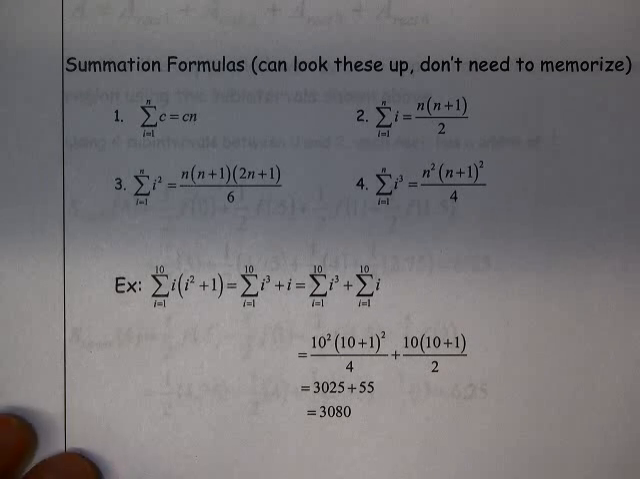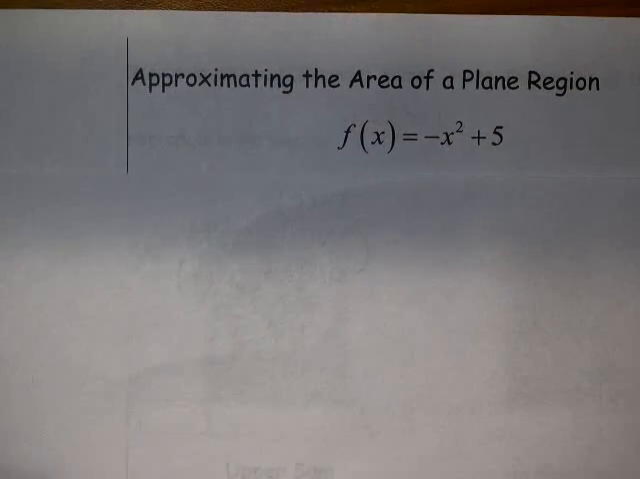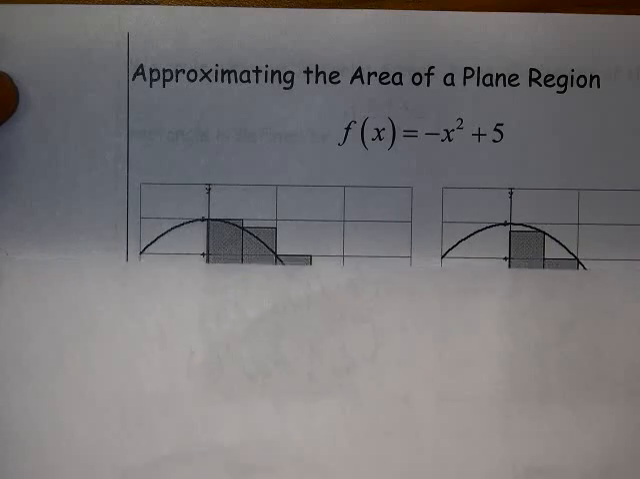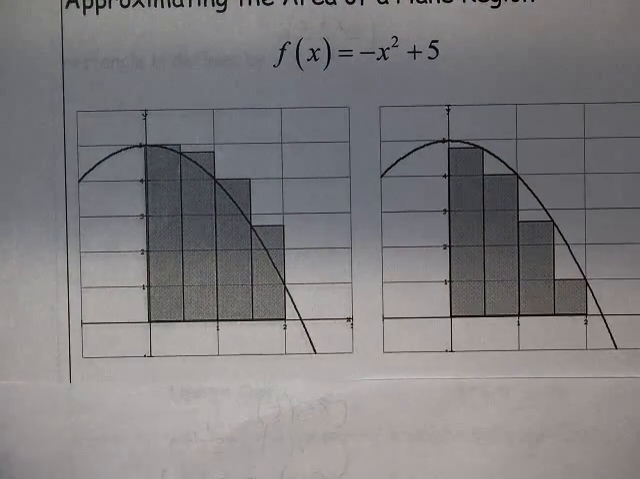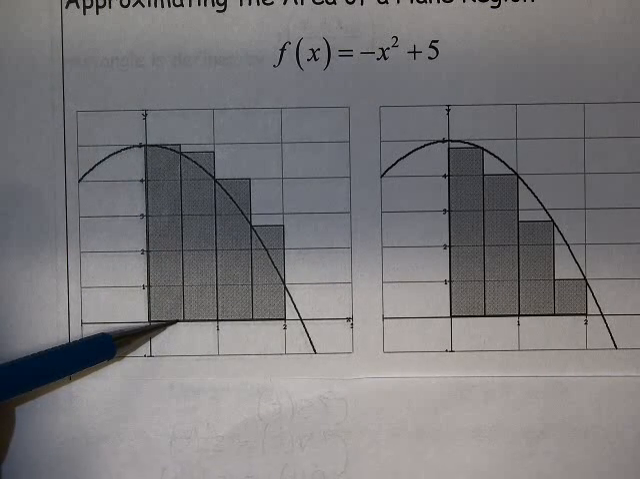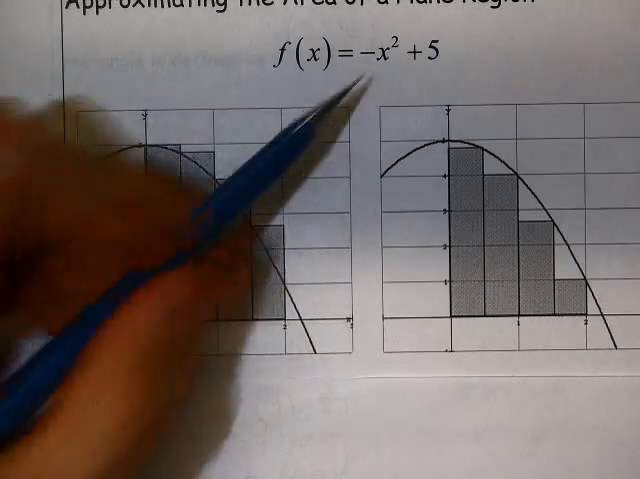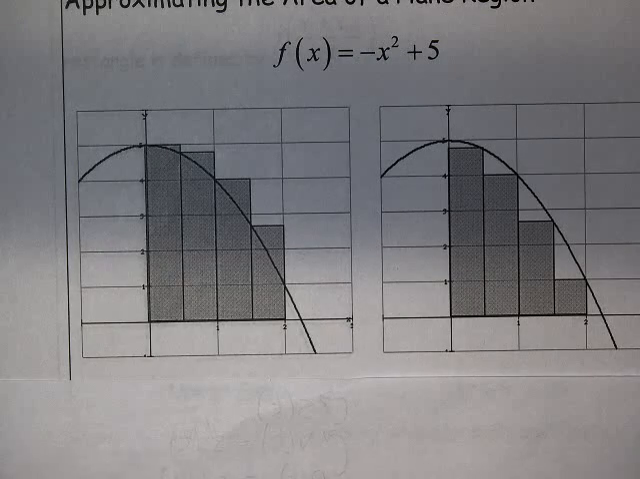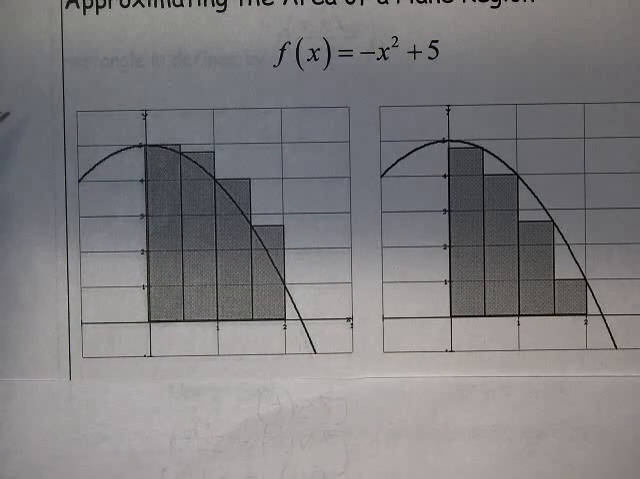Right. Really what we want to get to here today is talking about the area of a plane region. Right. And really what we're talking about there is the area underneath a curve, or between the curve and the x-axis itself. Right, so here we have, it looks like, a parabola, negative x squared plus 5.